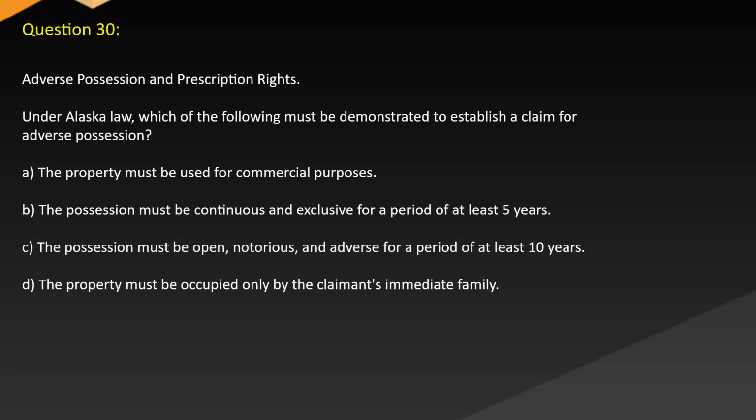Question 30. Adverse possession and prescription rights. Under Alaska law, which of the following must be demonstrated to establish a claim for adverse possession? A. The property must be used for commercial purposes. B. The possession must be continuous and exclusive for a period of at least 5 years. C. The possession must be open, notorious, and adverse for a period of at least 10 years. D. The property must be occupied only by the claimant's immediate family.